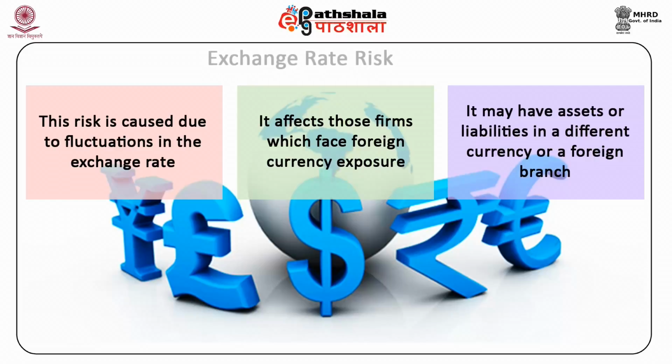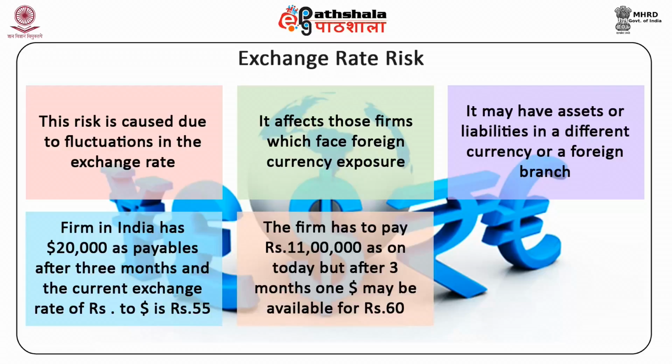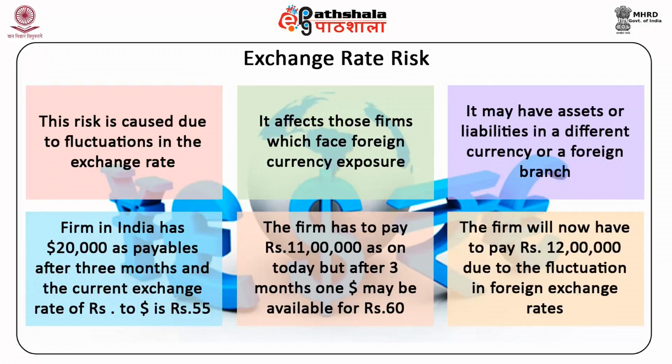It may have assets or liabilities in a different currency or a foreign branch. But due to interlinkages between different markets, all the firms are affected to at least some extent. For example, if a firm in India has $20,000 as payables after 3 months, and the current exchange rate of rupees to dollar is rupees 55, the firm has to pay rupees 11 lakh as on today, but after 3 months, $1 may be available for rupees 60. The firm will now have to pay rupees 12 lakh, and this is due to the fluctuation in foreign exchange rates.